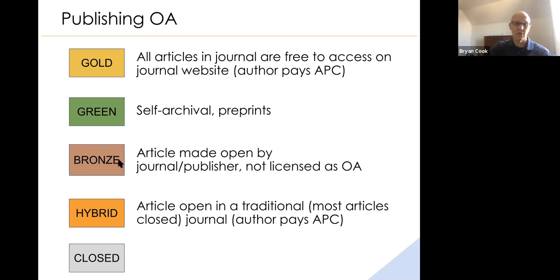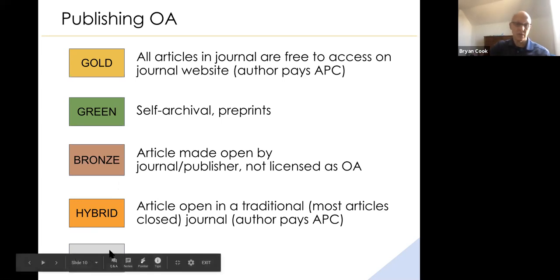open access publishing currently. And hybrid is where it's in a traditional journal where most of the work is closed and behind a paywall, but authors have the option to pay an APC and make their specific article open. Most of the journals that are published by major publishers have hybrid options. And down there, most scholarship remains closed, and it's just behind a paywall.